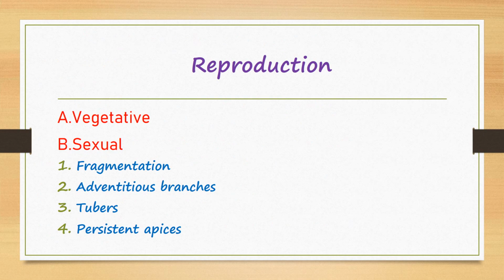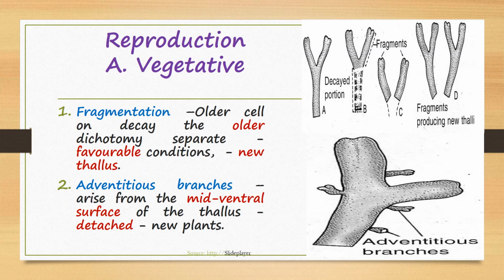Now, let's learn about the reproduction in Riccia. Riccia reproduces by vegetative and sexual methods. Vegetative reproduction is by fragmentation, adventitious branches, tuber and persistent apices. First we will see the vegetative reproduction by fragmentation.